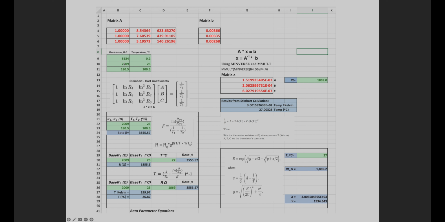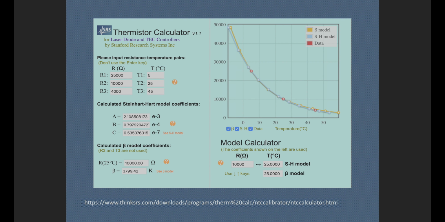We're going to plug that number into this equation, and it's going to populate these 2 matrices. We also have a Thermistor calculator that was done by Stanford Research. If you don't have access to Excel, you can get this calculator. There will be a link in the description section to this calculator. Essentially, you're doing the same thing, entering the 3 temperature resistance ranges. It's going to give you your ABC coefficients. It's also going to do a graph for you.